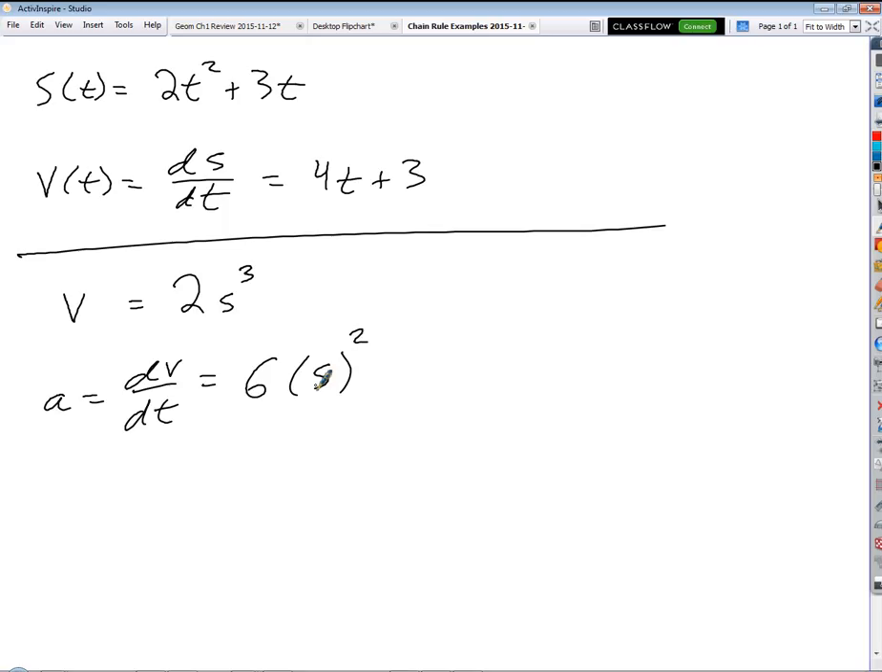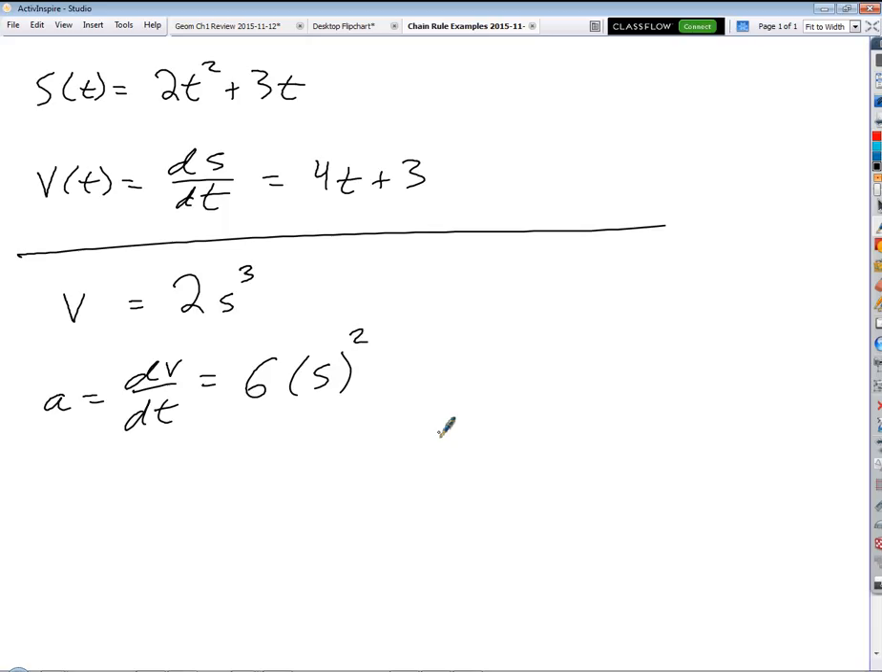Okay, but there's another layer to this, isn't there? If I look inside that function, I've got s. So then I have to differentiate s with respect to t also. That's the next link in my chain. So what is that? What's the derivative of s with respect to t? Just ds dt. We don't know, right? We don't know because, let's say these two are disconnected, right? So this is a different problem than this one.